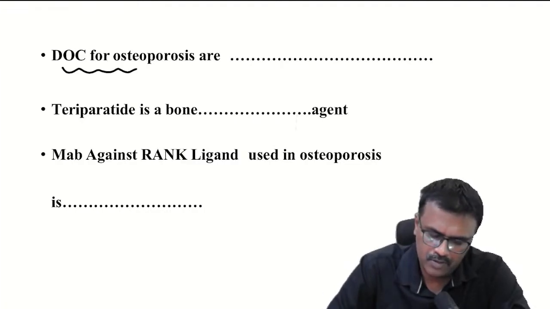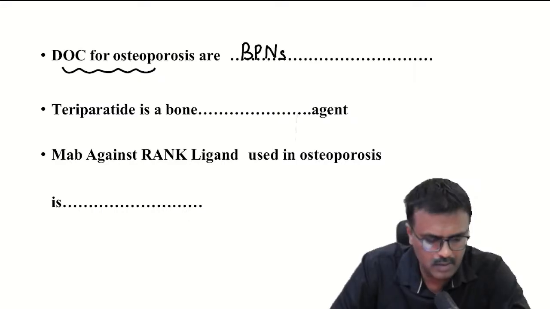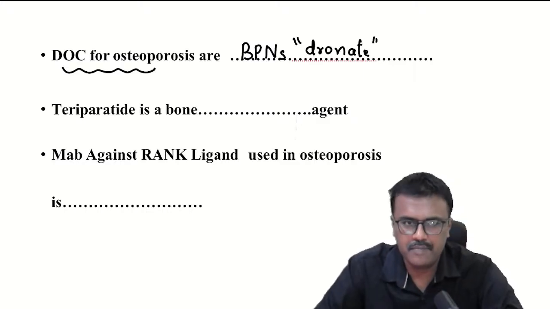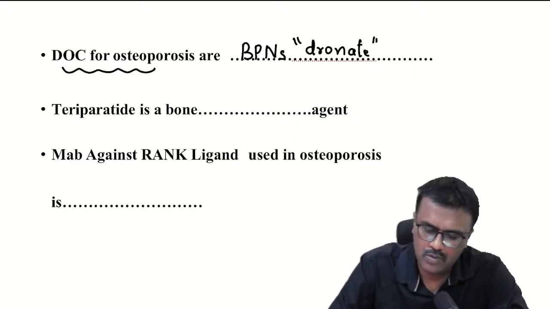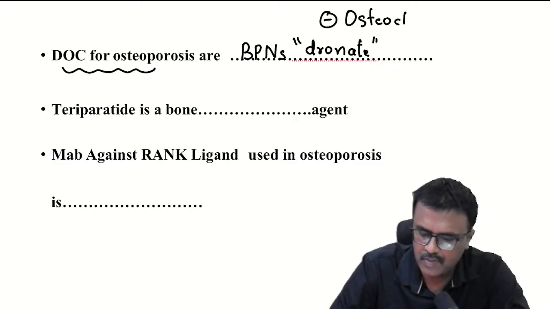Drugs of choice for osteoporosis are bisphosphonates. They end with dronate: alendronate, zoledronate, pamidronate. Now these dronates inhibit osteoclasts and they can be used up to 5 years.